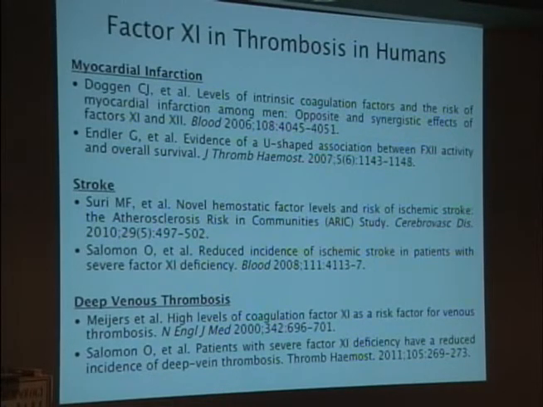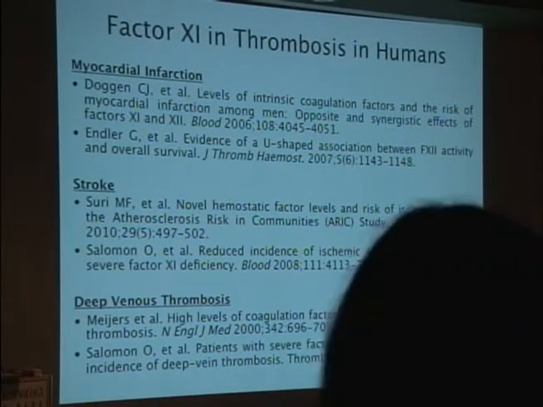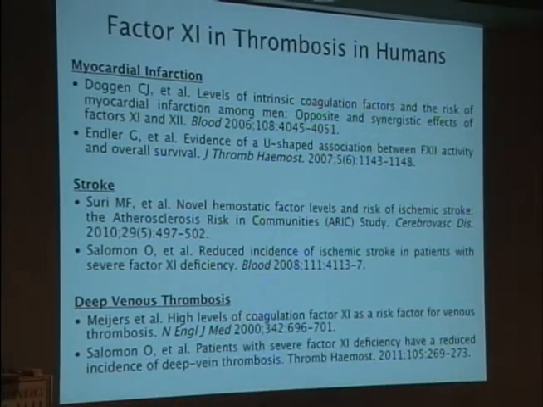The original factor 12 deficient patient, a man named John Hageman, actually died from a pulmonary embolism. And from that point on, you see factor 12 deficiency appearing periodically on lists of things that promote blood coagulation, promote thrombosis, instead of protecting against it. That's probably a bit of an overstatement, but recent data raises the specter that 12 deficiency may predispose to some extent to thrombotic disease.